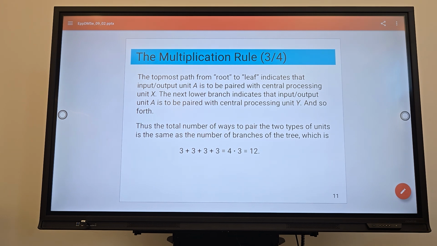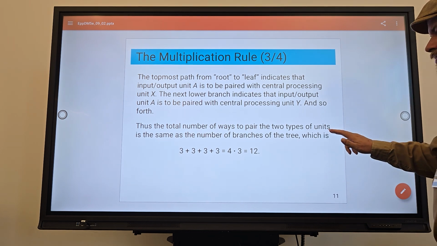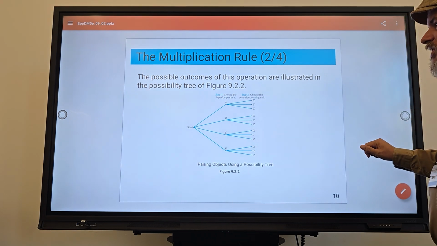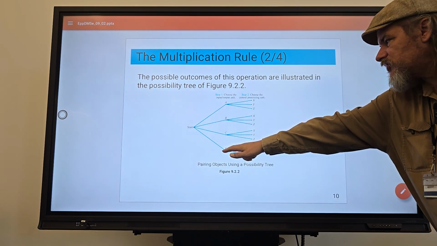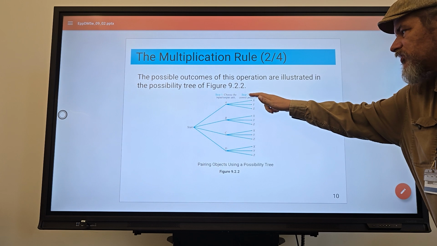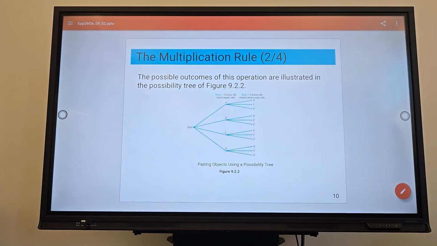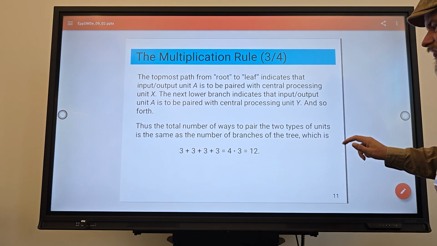Thus, the total number of ways to pair the 2 types of units is the same as the number of branches of the tree, or rather leaves of the tree, which is 4 times 3. There are 4 groups of 3. Also, there are 4 branches here, times the 3 leaves on each branch, which is equal to 12.